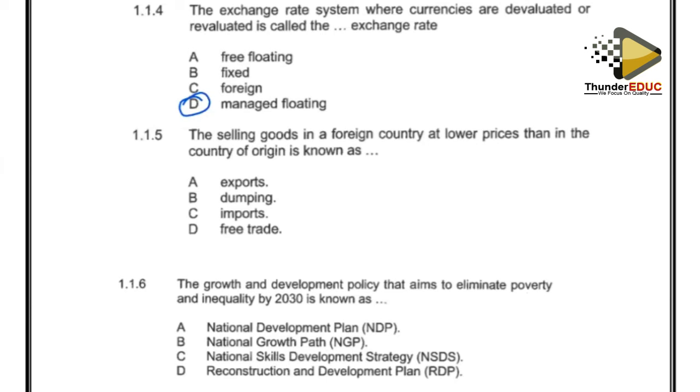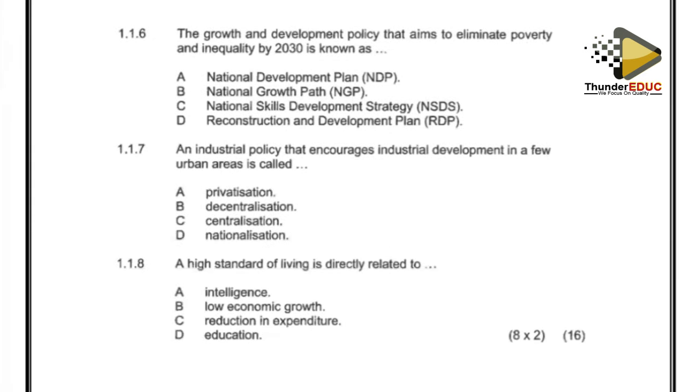So now we have selling goods in a foreign country at lower prices than in the country of origin. That is what? That is dumping, which is B. Okay, right. So now let's move on to the next question, which is question 1.1.6.